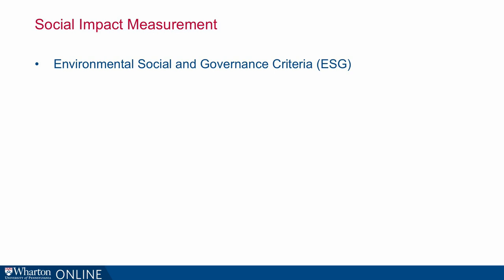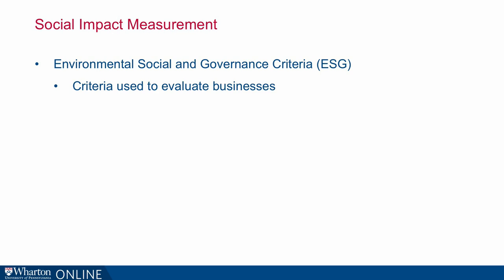ESG stands for Environmental, Social, and Governance Criteria. And there is some overlap with this conversation about social impact, impact measurement, SDGs, and ESG. So let me talk about ESG. So ESG standards or criteria are criteria that are used to evaluate businesses. And as we evaluate businesses for their financial performance, we can also look at their environmental, social, and governance.